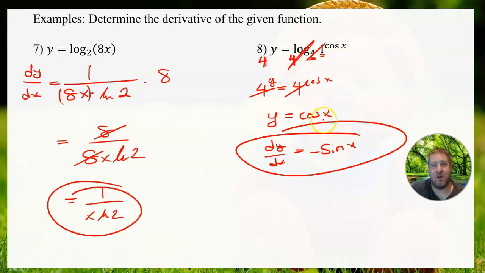So if this is the original function, then the derivative of that would be negative sine of x. So all I did really here was simplify it. And once I've got it simplified, because this is essentially just cosine of x, then it's real easy because I have that memorized. And that's going to be it.